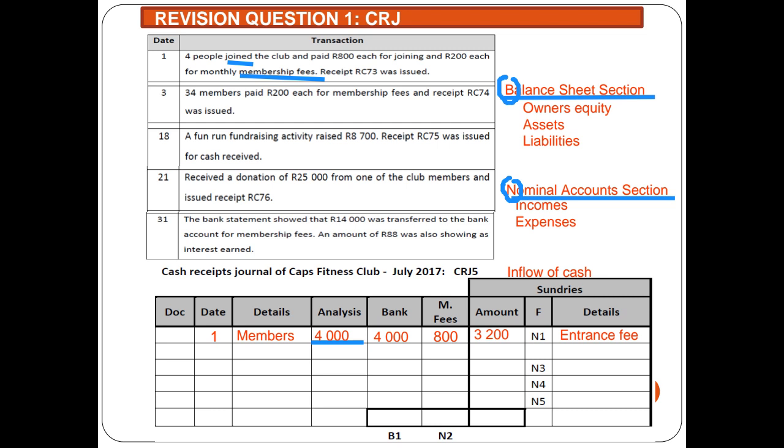Under date, we record the date. Under details, it's members. So I'm following. Then we have analysis, we have bank, we have membership fees. Under membership fees, we're going to record 200, because they each paid 200.